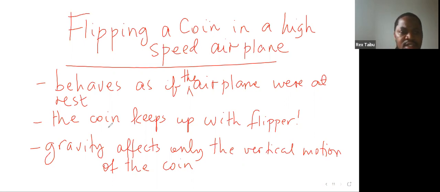As you can see, gravity affects only the vertical motion of the coin. Due to inertia, although the airplane is moving fast, as long as it's at constant velocity, the behavior is just like being at rest. That's a very interesting conclusion from Newton's first law of motion. Again, being at rest and moving at a constant velocity are very similar situations.